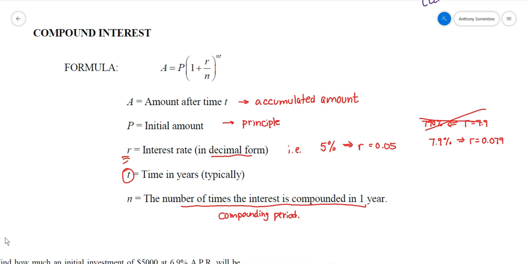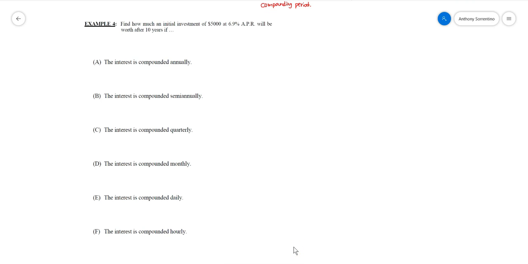We're going to explore how we handle these in example 4 below. So let's have a look, and excuse the size I have this set at for example 4. The setup is very similar for all of these, except for anything that's going to be different. We're assuming that we have an initial investment or principal of $5,000. We have a 6.9% annual percentage rate, so that's our interest rate. It will be worth 10 years, so our T is 10, and they mentioned different compounding periods.